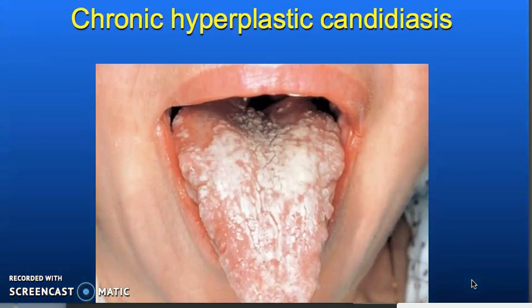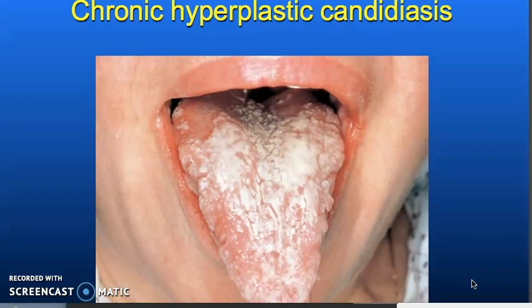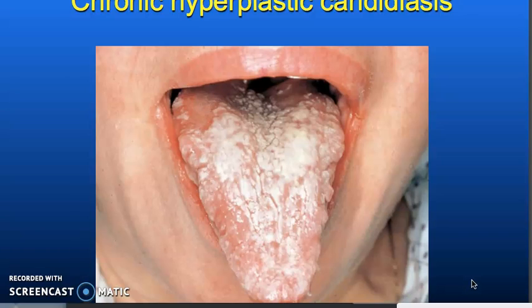This is a chronic hyperplastic candidiasis. Now this is a little extreme. Not that it can't happen, but typically you're not going to see this advanced state of it. But if you see the white covering the tongue, again, it's a yeast infection in the tissue. So don't treat it with antibiotics. It will do it no good. You have to have antifungal medication like the nystatin.